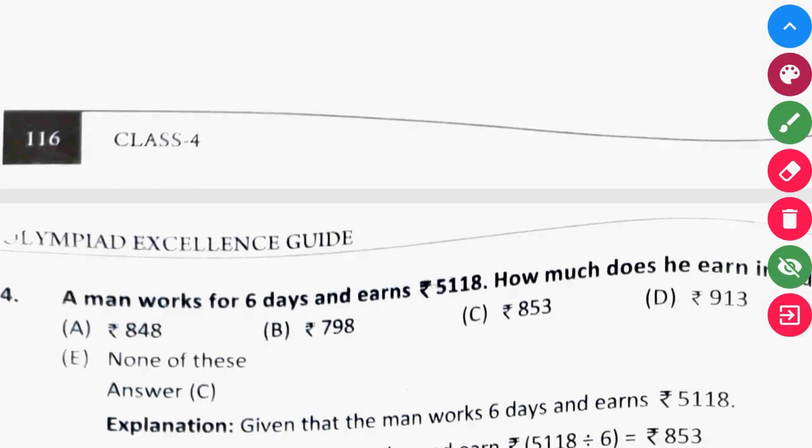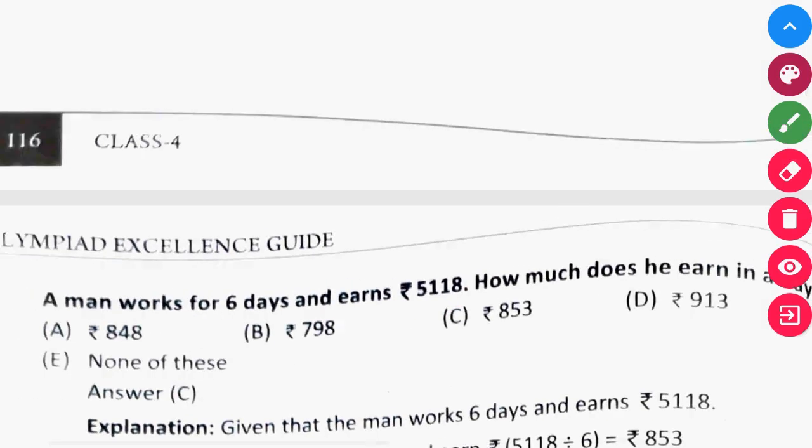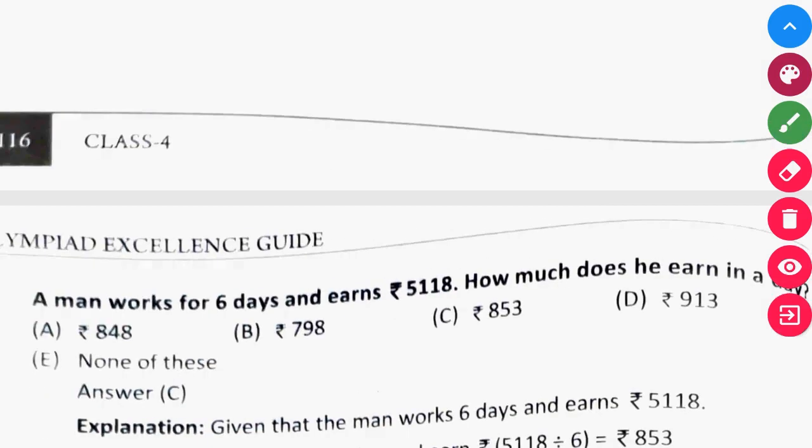And how many does he earn? 5118. So how much does he earn in a day? Meaning in 1 day how much does he earn, we have to calculate. So what will you do here, division, subtraction, or multiplication? We have to divide here, because we know the price of many.